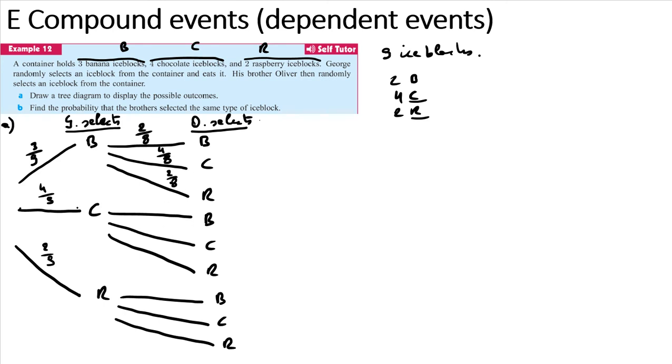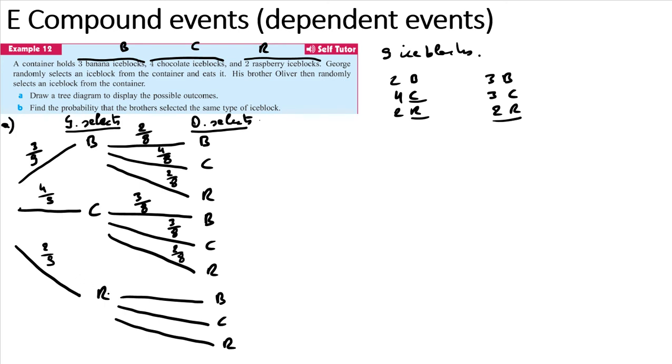And in this case, if George selected a chocolate ice block in the beginning, then we still have 3 banana ice blocks, 3 chocolate ice blocks left, and we still have 2 raspberry ice blocks. So in total we still have 8 ice blocks. The probability of selecting a banana ice block is 3 out of 8. The probability of selecting a chocolate ice block is 3 out of 8. And the probability of selecting a raspberry ice block is 2 out of 8.